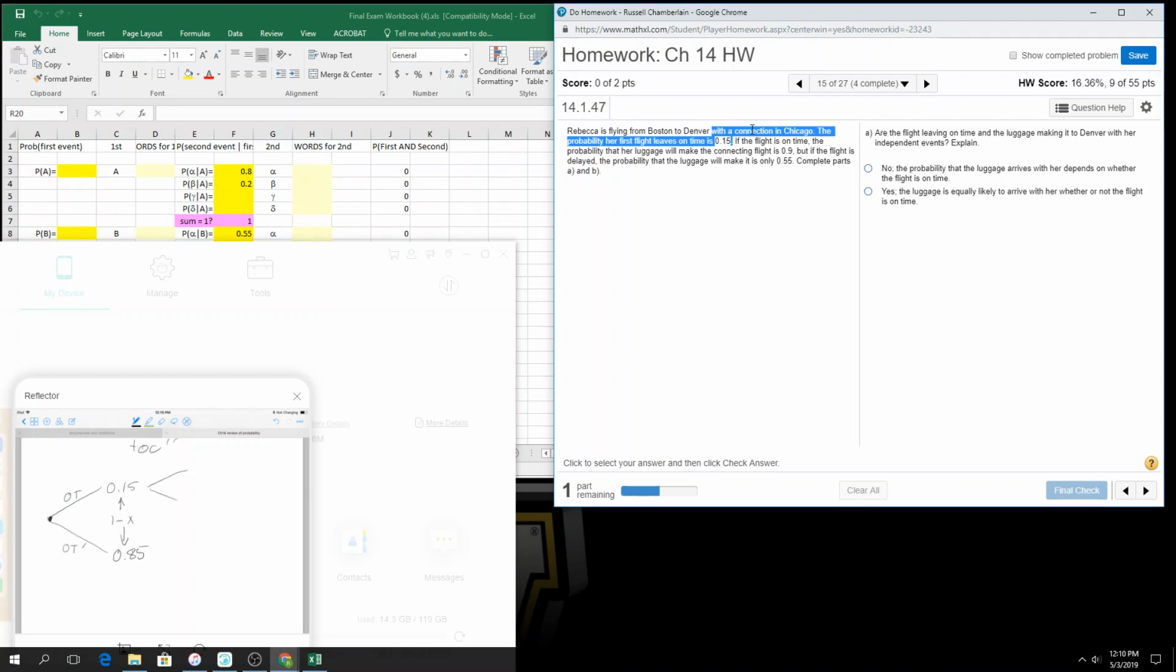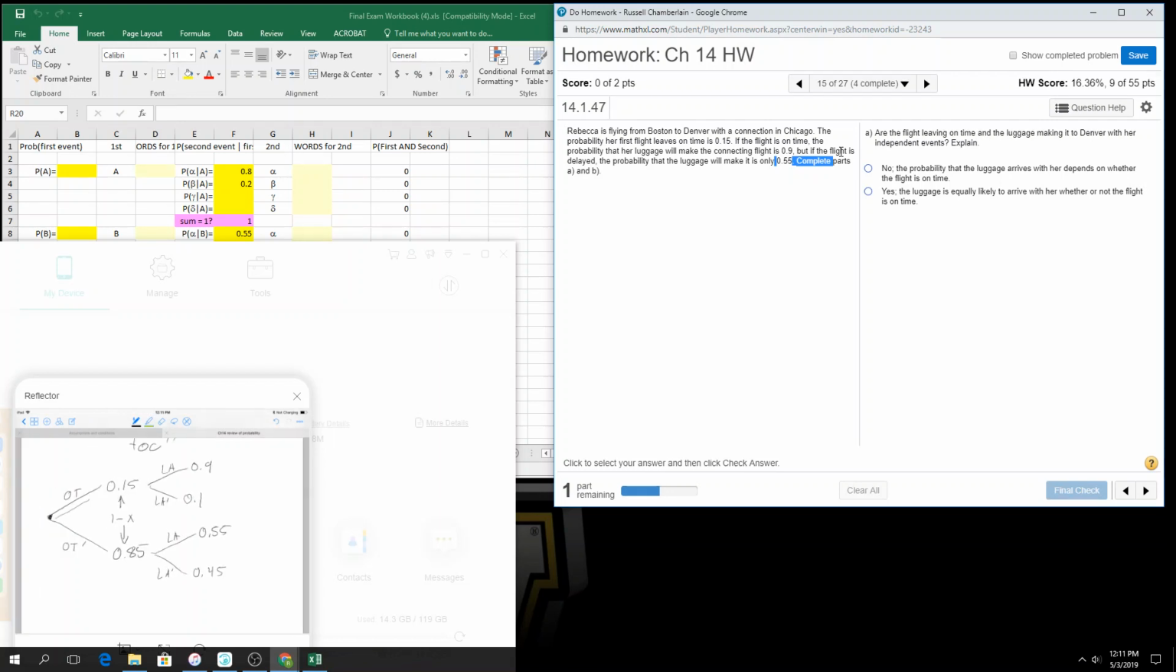Okay, so my luggage could get there, or my luggage could not get there. So what does it say here? It says, if the flight's on time, the luggage arrives 90% of the time. On-time flight, luggage arrives, 0.9. So this must be 0.1, again complements. If I'm not on time, there is only a 55% chance my luggage arrives. So this must be 0.45 down here.